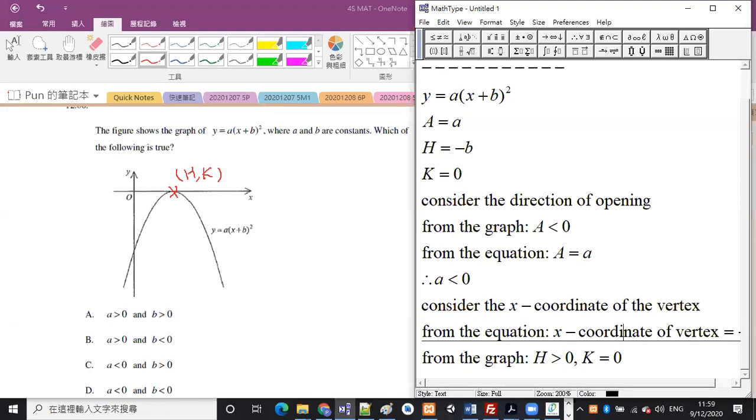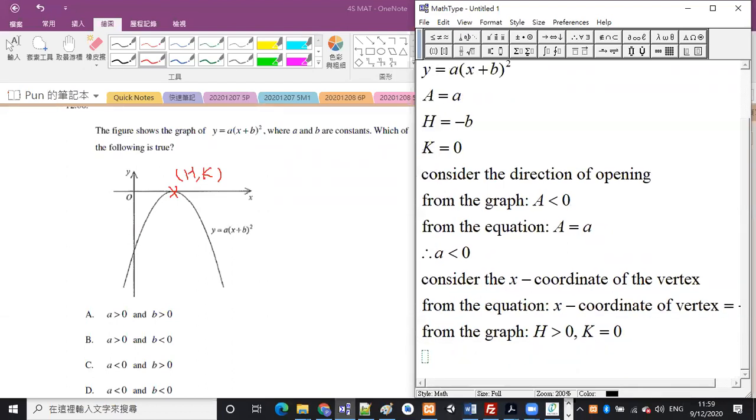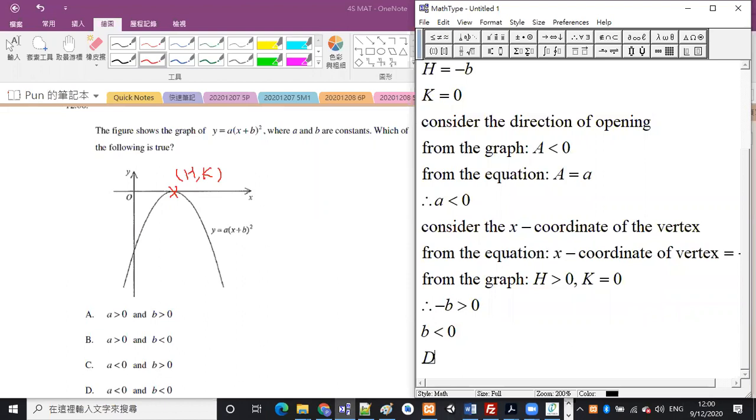Okay, but our h value is equal to negative b. So we can conclude that negative b should be larger than 0. But if negative b is larger than 0, then b itself should be less than 0. Can you get this? So what we have got is a is less than 0 and b is also less than 0. Okay, so the answer is option D.